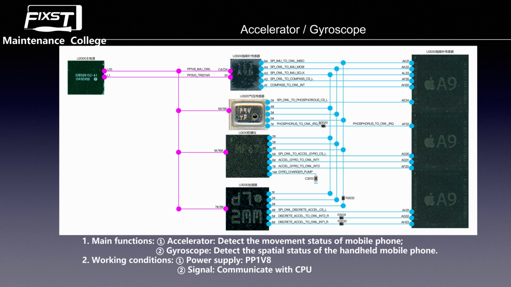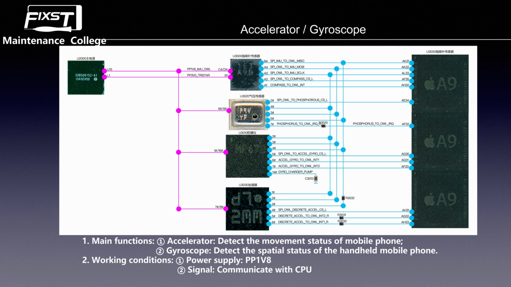And we see pin 6 and pin 7. These two signal lines are both interrupt signals, one for the accelerator and one for the gyroscope. As we have been talking about, in some mobile phones the accelerator is integrated into the gyroscope sensor IC. Now we see the accelerator, U3013. The accelerator is the same: one CS signal, the chip select signal, and two interrupt signals.